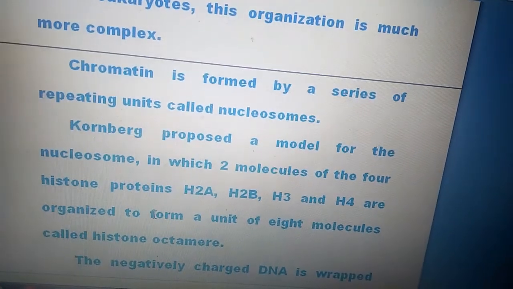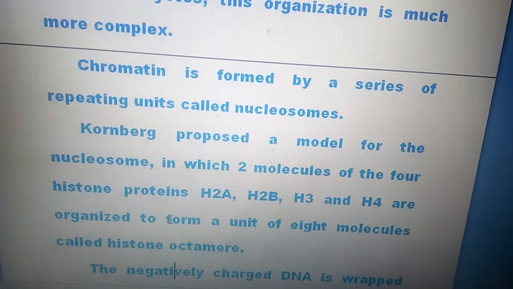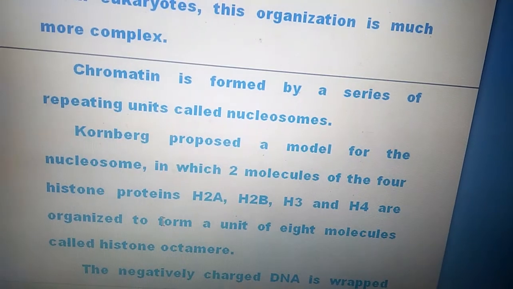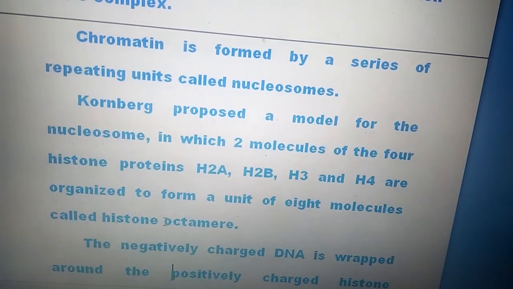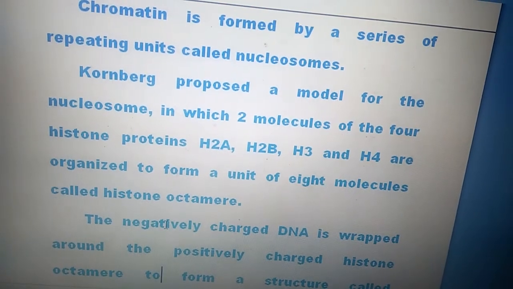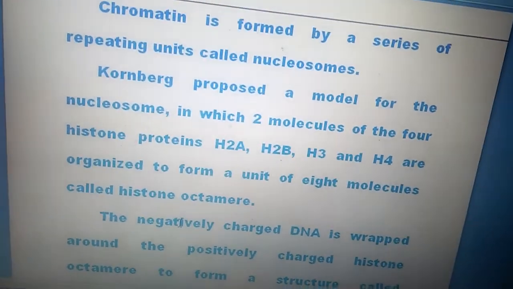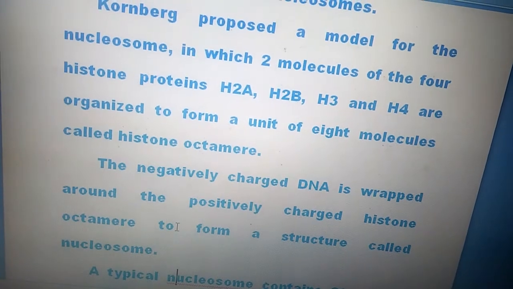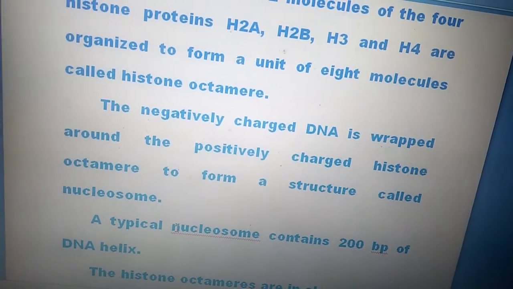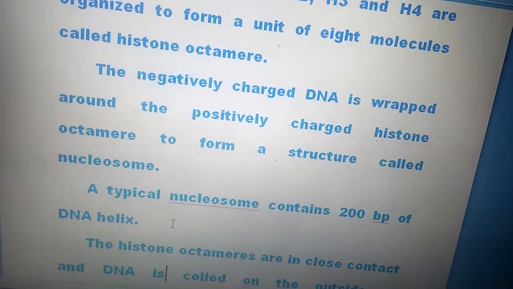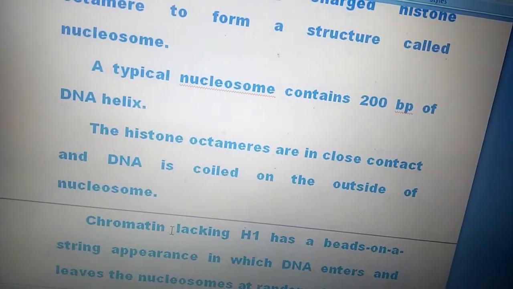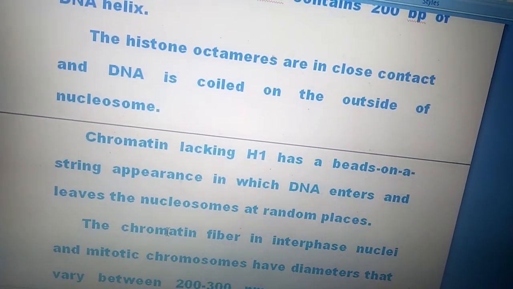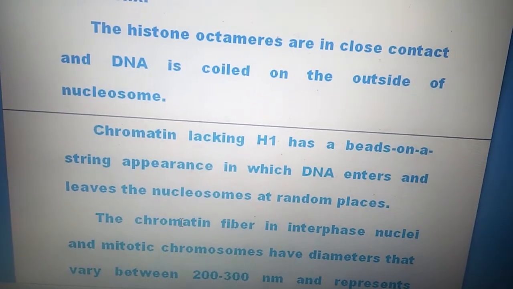Kornberg proposed a model for the nucleosome in which two molecules of four histone proteins, H2A, H2B, H3, H4, are organized to form a unit of 8 molecules called histone octamer. The negatively charged DNA is wrapped around the positively charged histone octamer to form a structure called nucleosome. The histone octamers are in close contact and DNA is coiled on the outside of the nucleosome.